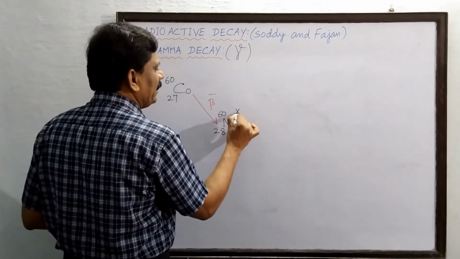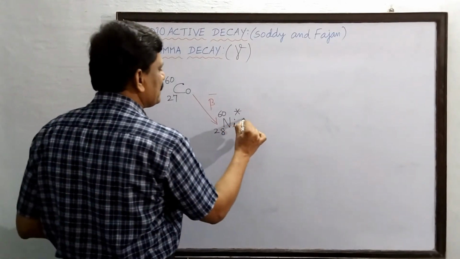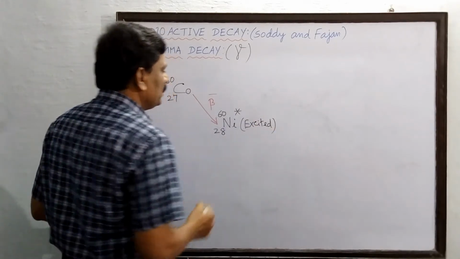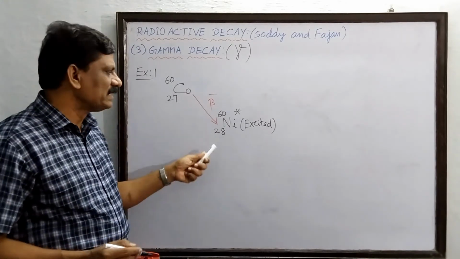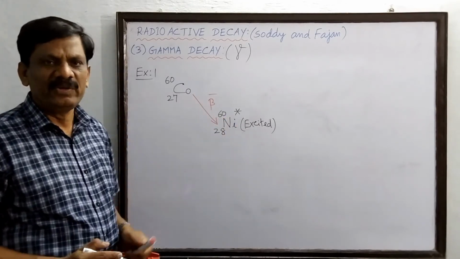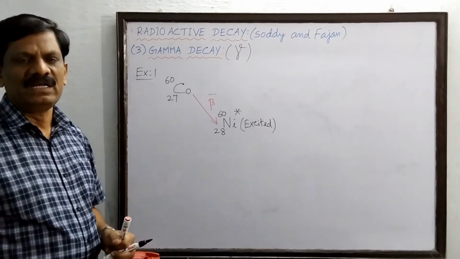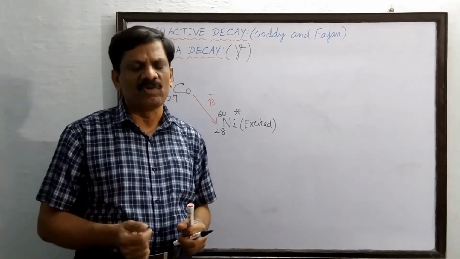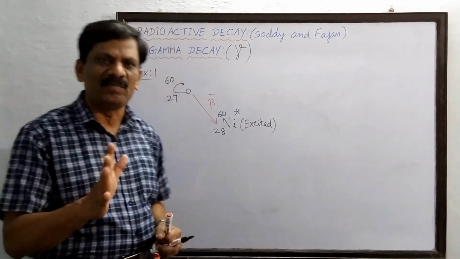But I will put an asterisk mark. This star symbol indicates that it is in the excited state. So nickel is now in the excited state. This is the beta minus decay process of cobalt, during which nickel 28, 60 is formed. This is the daughter nucleus. Since the daughter nucleus is in the excited state, to come down to the ground state it may emit either a single photon or 2 or 3 photons. These are called gamma ray photons, and hence this decay is called gamma decay.